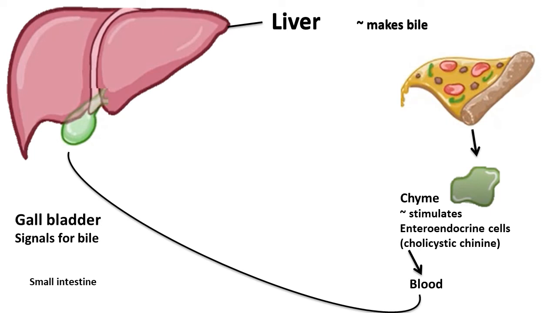The gallbladder is a thin-walled green structure attached to the liver. The gallbladder receives signals for bile secretion. It secretes its contents into the small intestine by a squeezing action. Basically, the gallbladder stores and concentrates the bile secreted by the liver.